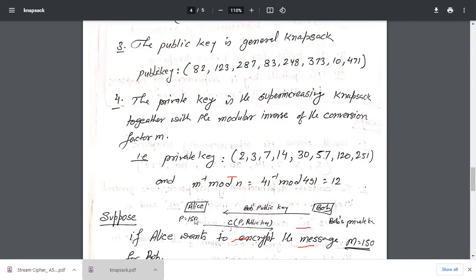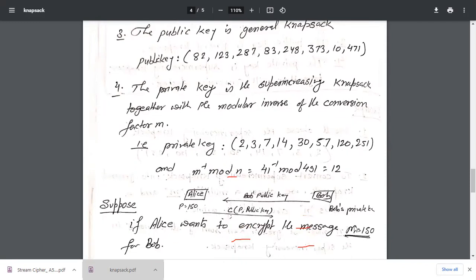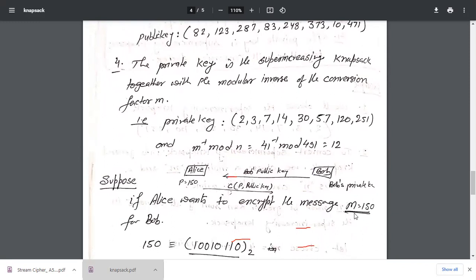So suppose Alice wants to send the plain text 150. First step, Bob needs to generate the key. Then Bob will send the public key to Alice. And after receiving the key, Alice will encrypt the plain text using the public key. After receiving that ciphertext, Bob will use his private key and decrypt the message. So suppose Alice wants to send the message M equal to 150 to Bob.